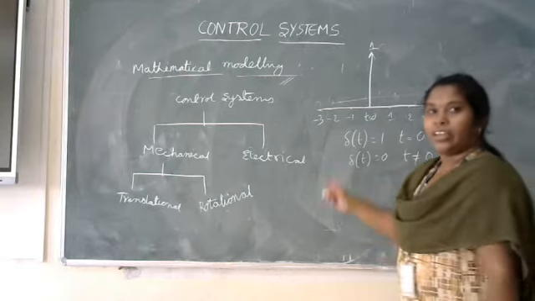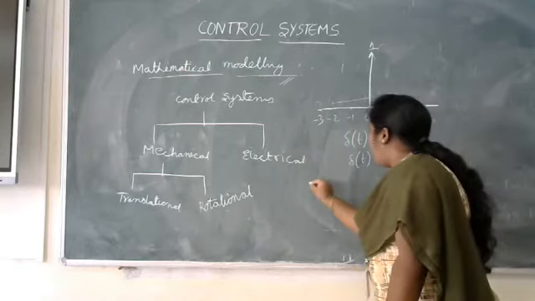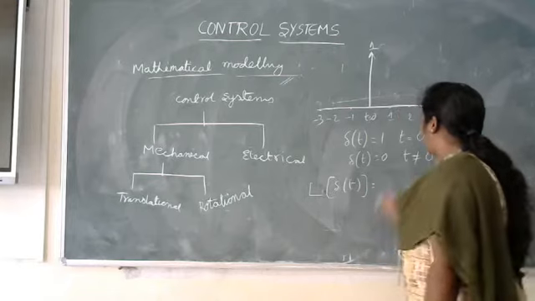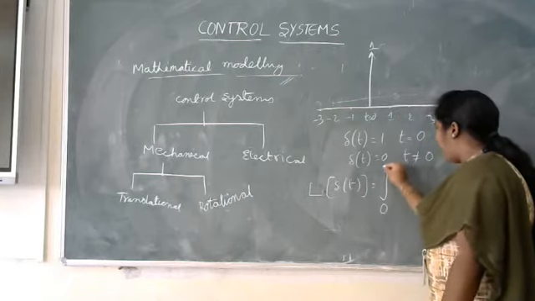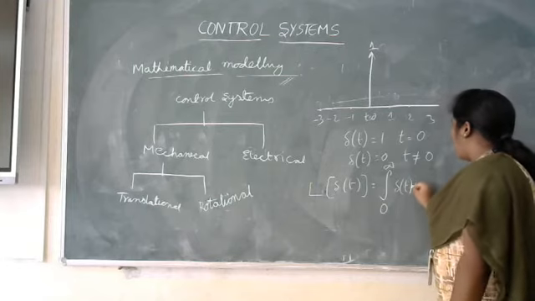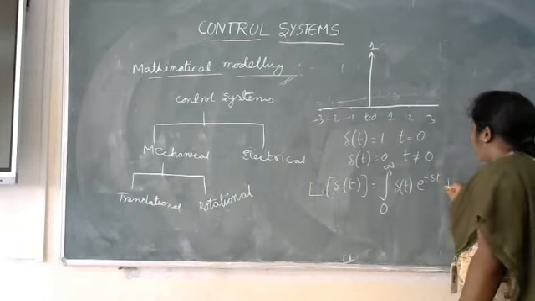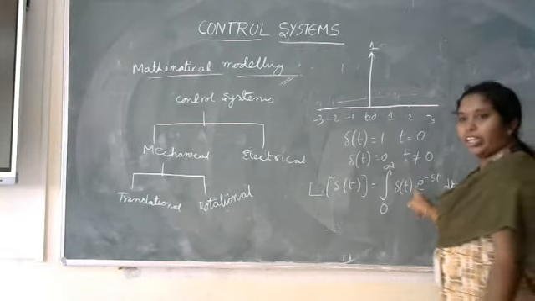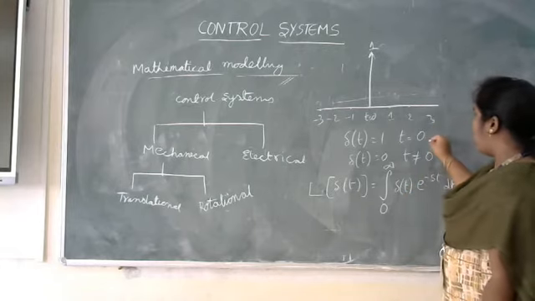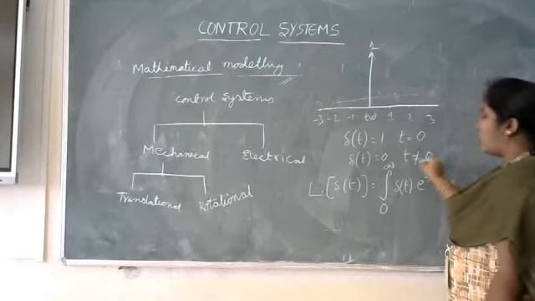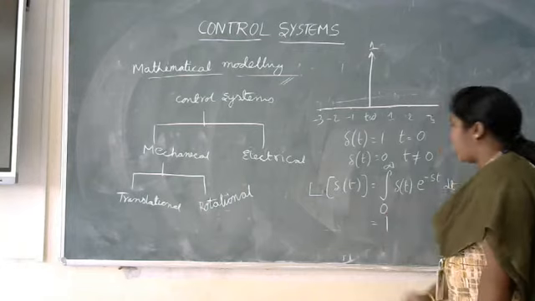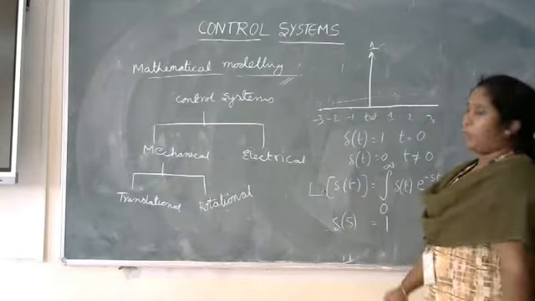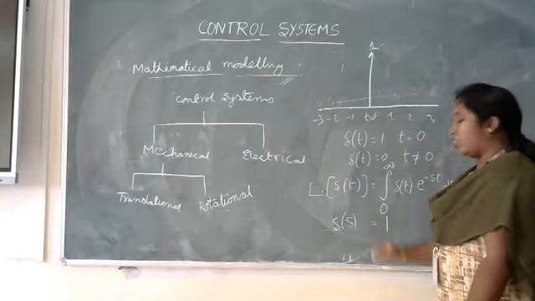Now I am determining the transfer function of this impulse response. Laplace transform of del of t is equal to the integral from 0 to infinity of del of t into e power minus st dt. At t equal to 0 we know the value is 1. At t not equal to 0 the value is 0. So the final answer is 1 itself. So we can place it as del of s is equal to 1. It means this is the input signal which you are giving to the control system.